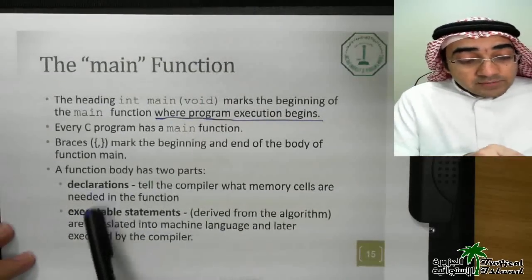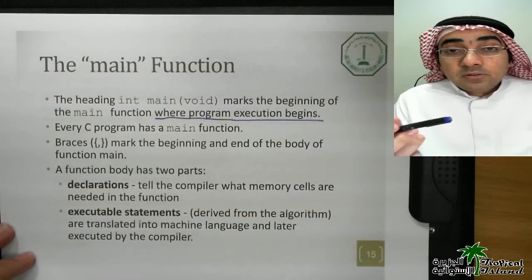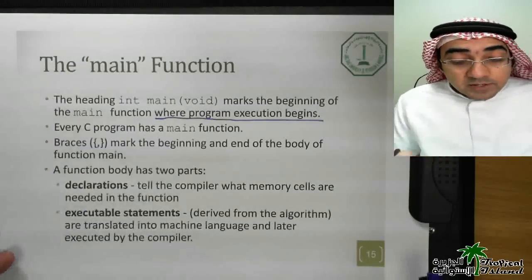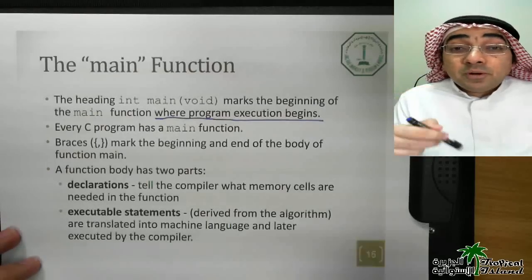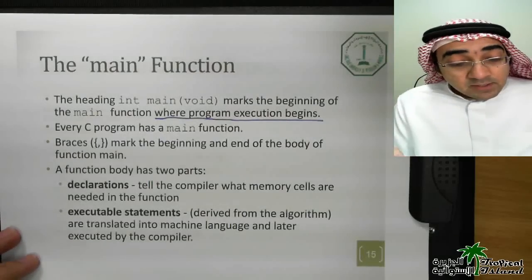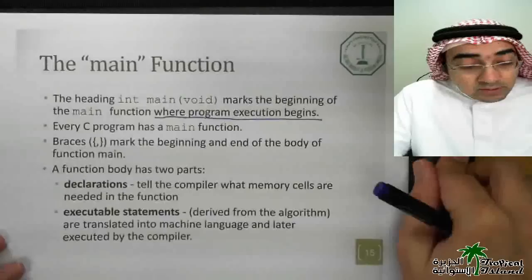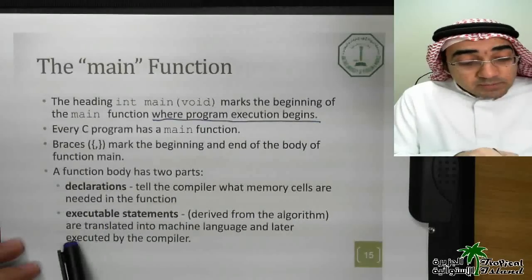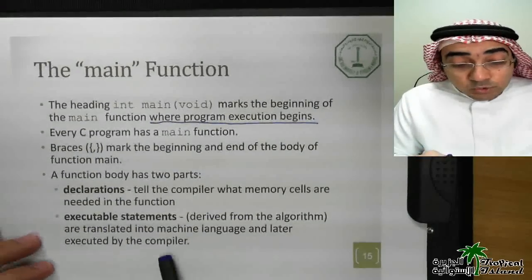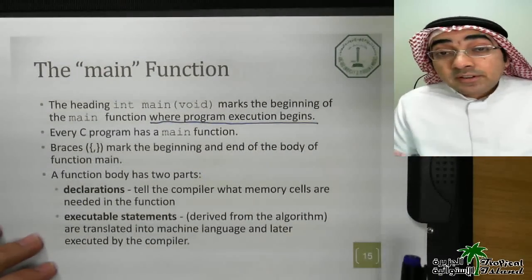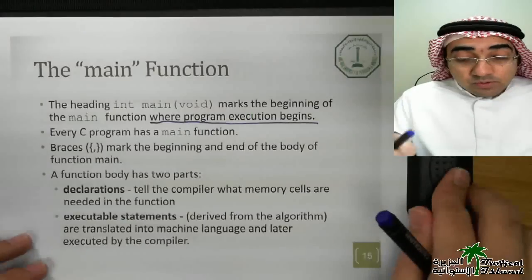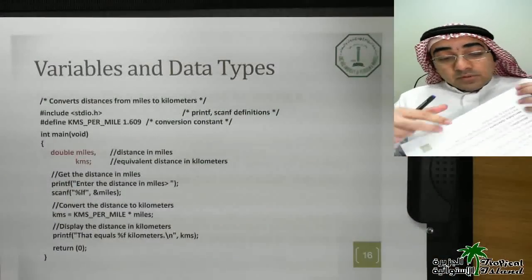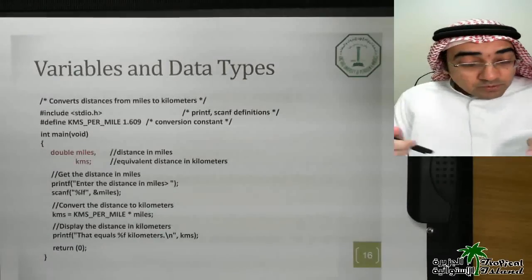And then in the function you'll have the declaration of the variables where you actually declare all the variables that you're going to use, and then you have the executable statements where you actually perform the computations and the logical testing to come to the result that you want. Okay? And executable statements are the statements that are translated into machine language, and declarations are actually memory allocation that you're going to be using. Okay? So we're going to talk about it a bit more over here.